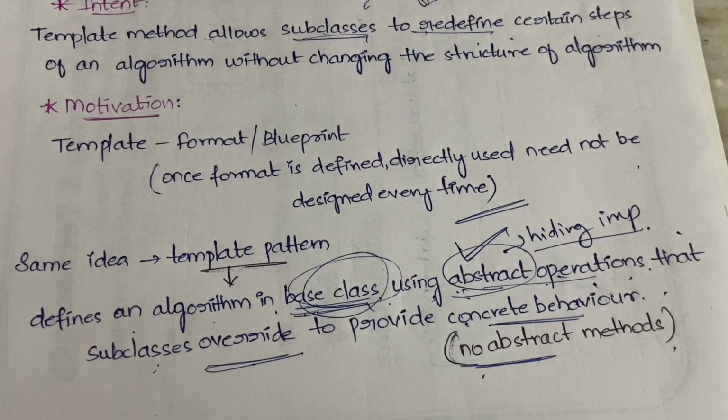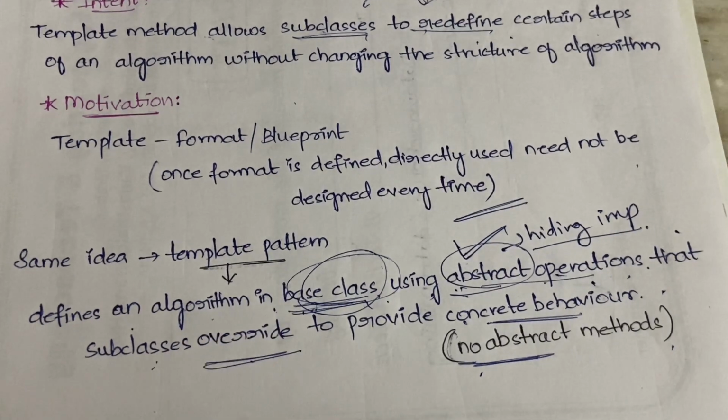So the main motivation: if you are confused about this part, leave it. Just remember the first part, where you are designing a template or a blueprint and you follow that each and every time you define an algorithm, or each and every time you define a class. Got it? That's all.